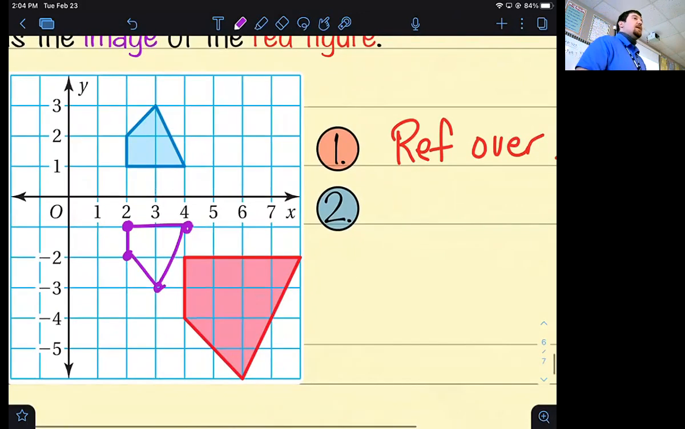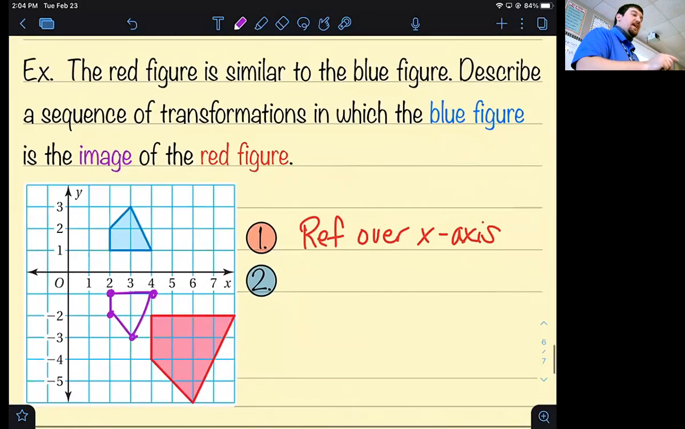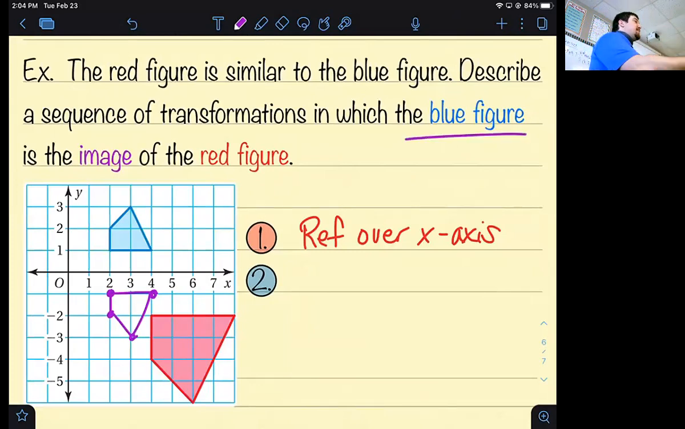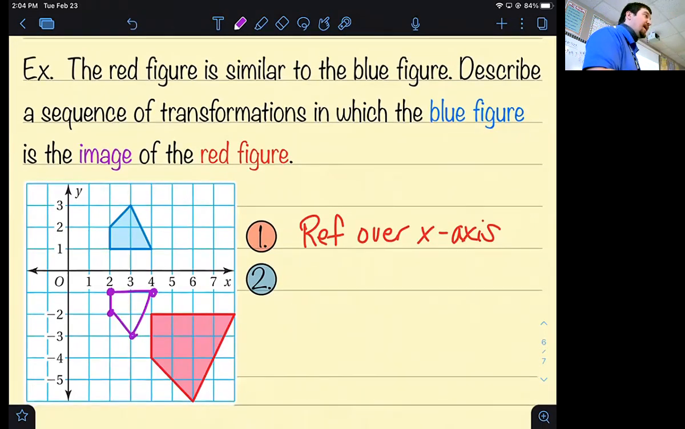By 1/2. Yeah, and that's why the instructions weren't extremely clear, because you list the blue first, but it says the blue is the image of the red one. That means the blue is our final product. And so they shrunk it down.